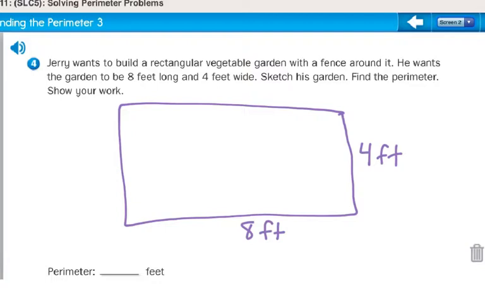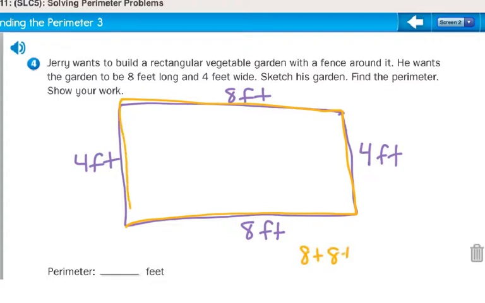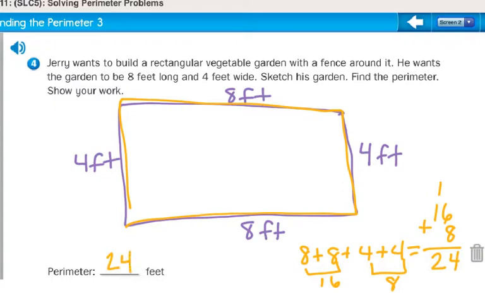Since it is a rectangular garden, we know that opposite sides are the same length. So if you'd like to go ahead and write the same length on the opposite side, you surely can. Now we're going to go ahead and add 8 plus 4 plus 8 plus 4. So 8 plus 8 plus 4 plus 4. 8 and 8 is 16. 4 plus 4 is 8. 16 plus 8 is 24. Make sure you're doing this with me on journal page 33.